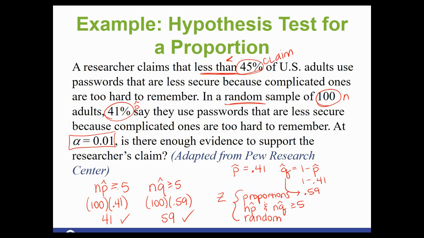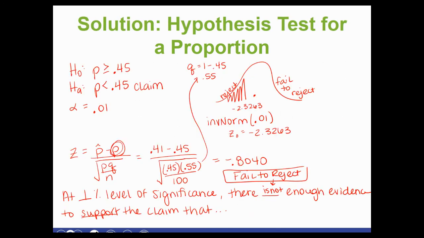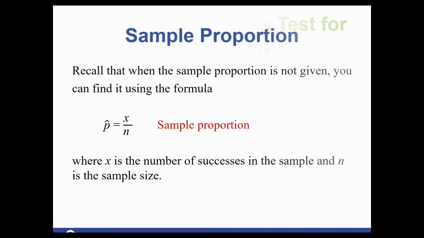So we hop back. Our researcher claims that, we're going to go from less than all the way down to our period. So we would copy over there, less than 45% of US adults use passwords that are less secure because complicated ones are too hard to remember. Again, that's plugging in your inequality symbol, the value from our hypothesis, whether it's a mean or proportion, and the context of the problem. There's so much goodness in that little bit that we copy over at the end of our conclusion sentence.